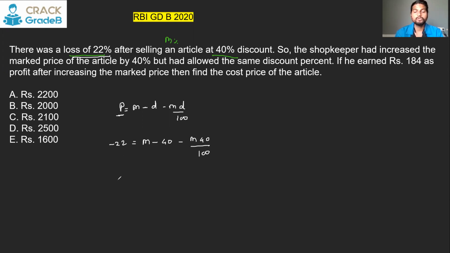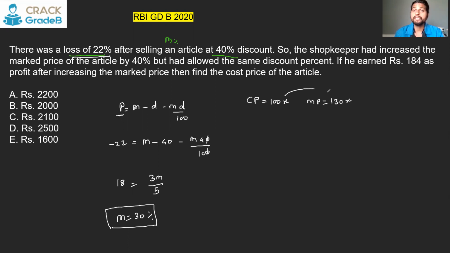40 minus 22, that makes it 18. 18 is equal to, this will be 2 by 5. So 5 minus 2, 3m upon 5. So that gets m is equal to 6 into 5, 30%. So markup is 30%. So that means if the cost price of the article is say 100x, the mark price will be 130x because he is marking up by 30%.